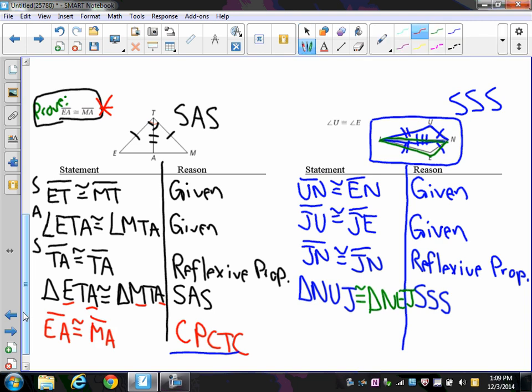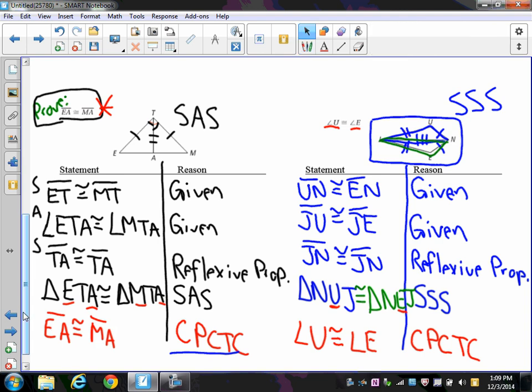So what I wanted to prove from the start was that angle U is congruent to angle E. U and E are both the second letter, so I can do that. Angle U is congruent to angle E. And my reason's just CPCTC. Corresponding parts of congruent triangles are congruent. There's a lot of different things I can show. I can show that all 6 parts, remember we have 3 sides and 3 angles, that all 6 of those corresponding parts are congruent.